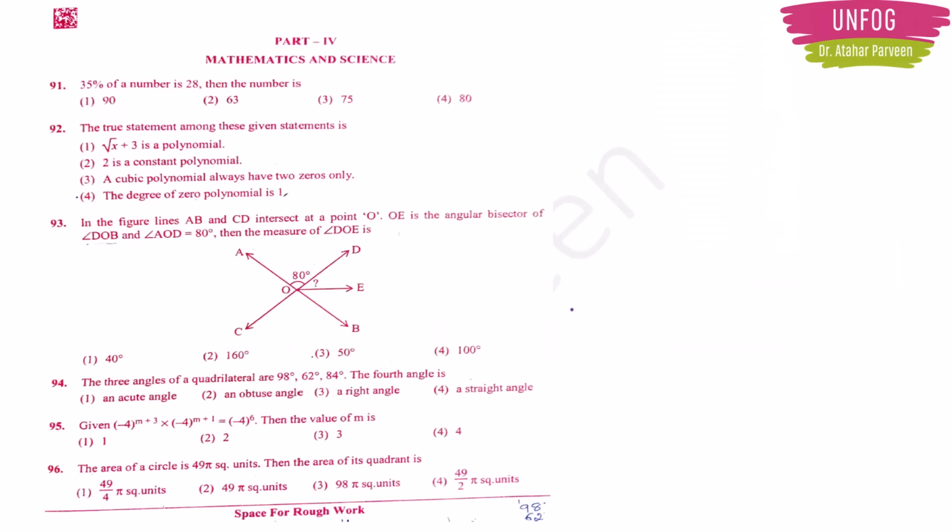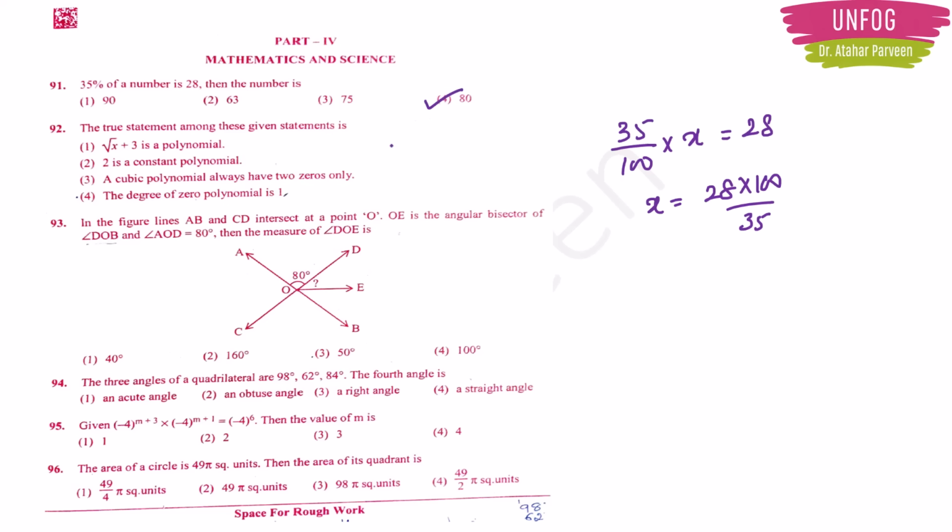So the first question of Karnataka TET 2025 question paper. Question number 91. 35% of a number is 28. Then the number is. So 35% means 35 by 100. Whatever that number is, let it be x. This is equal to 28. So with this, what will be your answer for x? It will be 28 into 100 by 35. So if you calculate, you are going to get 80. Option 4 will be the correct answer here.